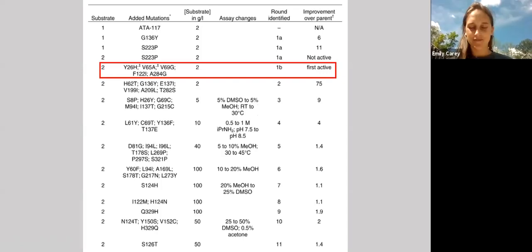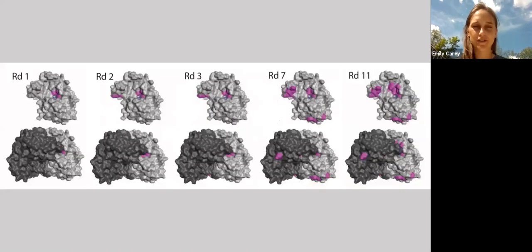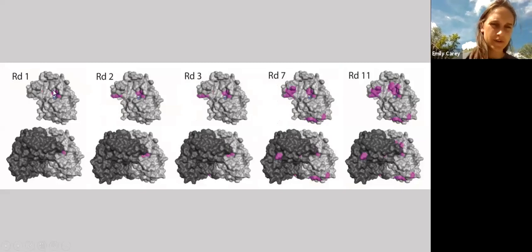Right. So kind of moving away from the table, the protein's also a dimer. So this is just visually showing the mutations that were made. RD is just round. So after the first round, you can see here in the purple, this was the G136Y mutation. And it's just showing where it was.